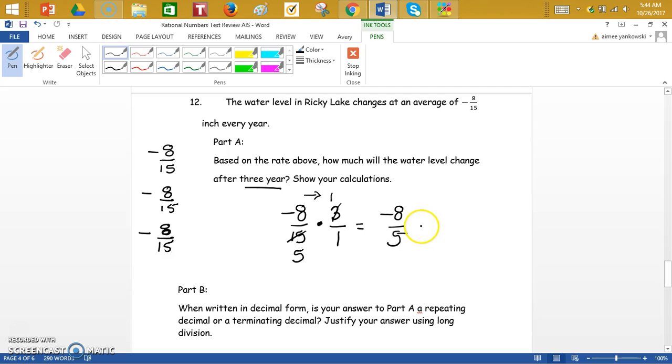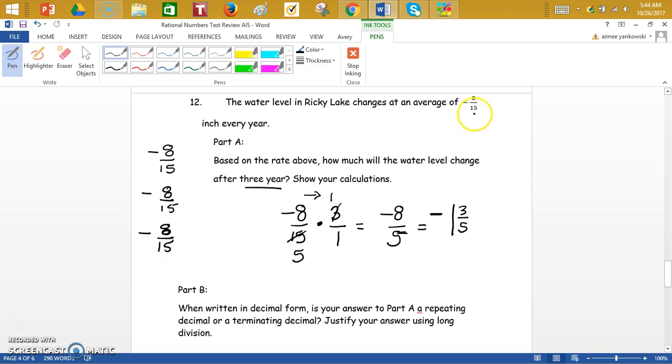Again, we have an improper fraction. Water level's going down, so it's going to be a negative. How many times does 5 go into 8? 5 goes into 8 once. And then how many left over? 3/5. Good.